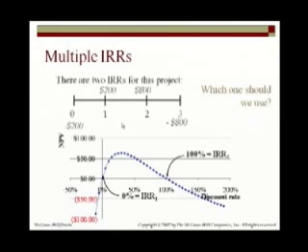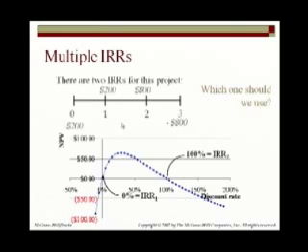Here's an example of multiple internal rates of return. The cash flows: minus 200 at time 0, the cost. We get 200 at time 1, we get 800 at time 2. Then at time 3 we have to pay out another 800. There are two internal rates of return here. First is 0% and the other is 100%.